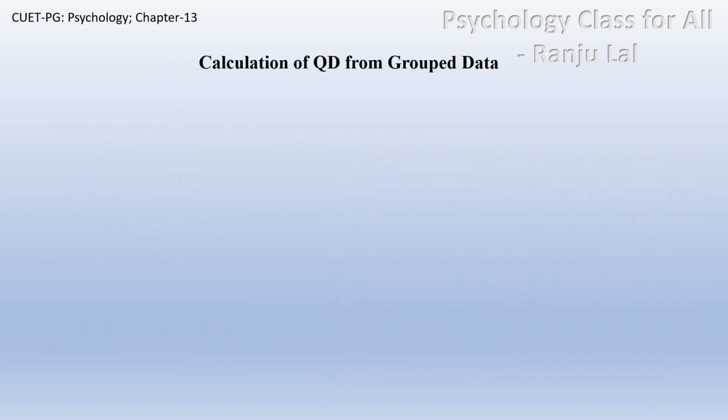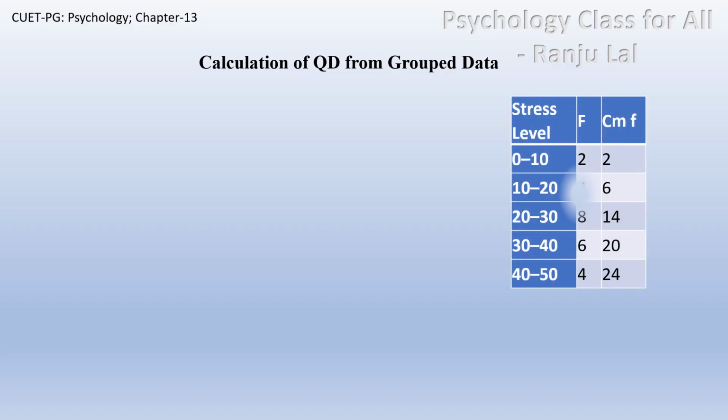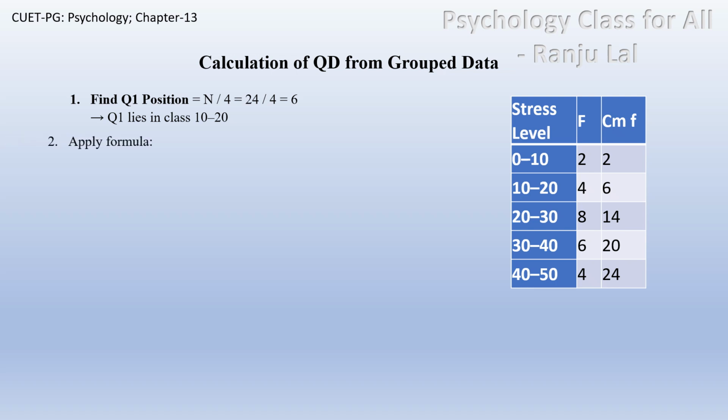Now, how to calculate QD from grouped data? There is a frequency distribution, hypothetical data from a stress score. Steps: first of all, you need to find the Q1 position, that is total N divided by 4. Here it is 24 divided by 4, that is 6. So Q1 lies in the class interval 10 to 20. Then apply the formula Q1 equals L plus (N/4 minus F) divided by f, into i.